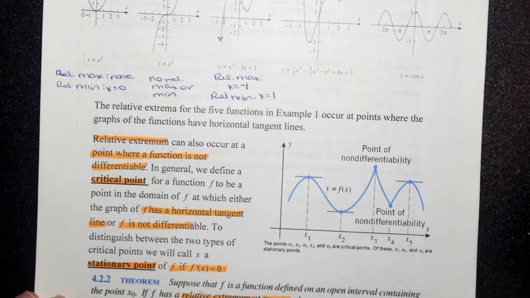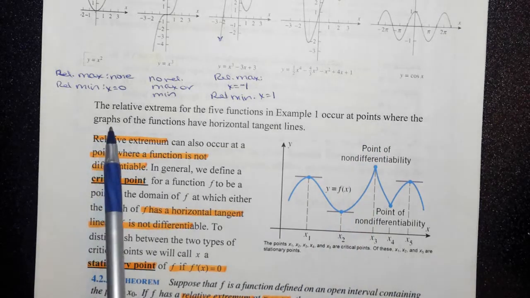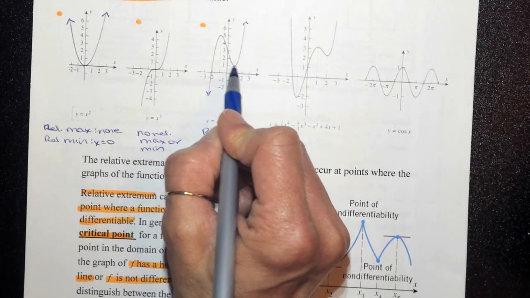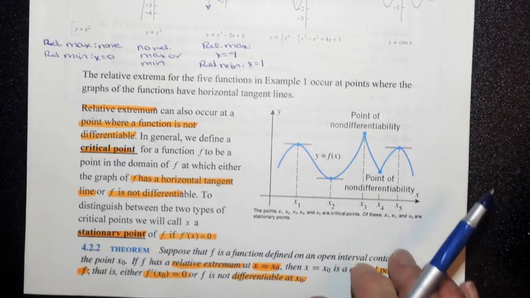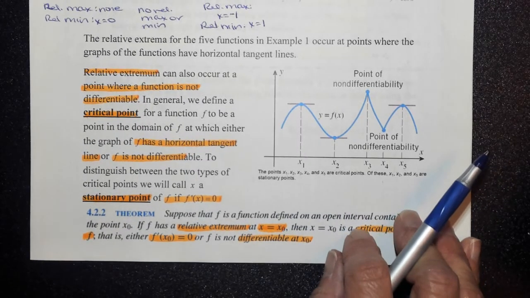So the relative extrema for the 5 functions that were given above occur where the graphs of the functions have horizontal tangent lines. So I could draw a horizontal tangent line here, meaning the slope is 0. Relative extremum can also occur at a point where a function is not differentiable, meaning you have a sharp point or cusp. In general we would define a critical point or a critical number, which we have been using, for function f, to be a point in the domain of f at which either the graph has a horizontal tangent line or f is not differentiable.